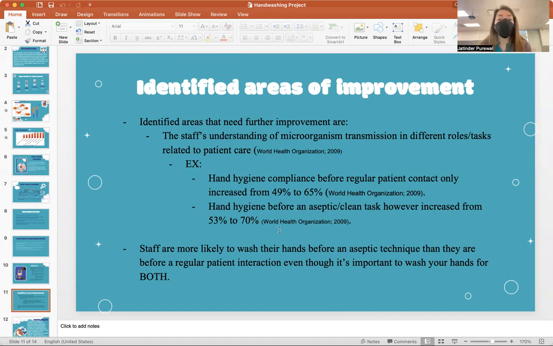So what that basically means is that staff are more likely to wash their hands before an aseptic task versus a regular patient interaction. Basically what that means is staff need to be washing their hands all the time and not just before aseptic tasks.